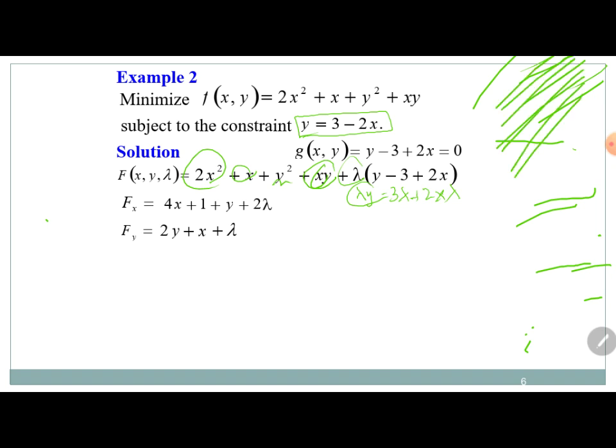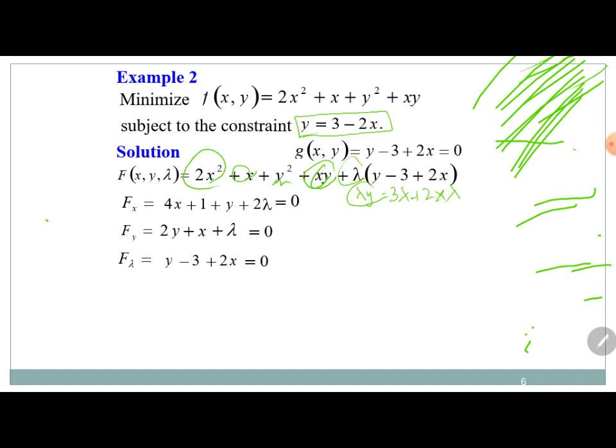And then differentiate with respect to lambda. We have lambda y minus 3 lambda plus 2x lambda, so we have y minus 3 plus 2x. Now we have all of these equations equal to 0.